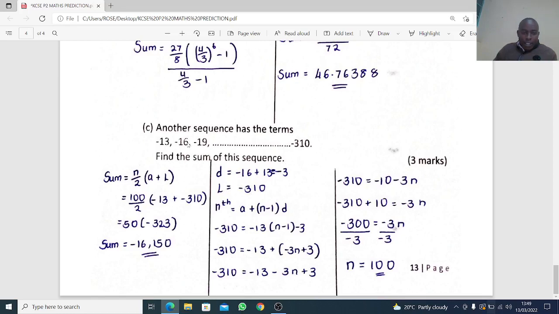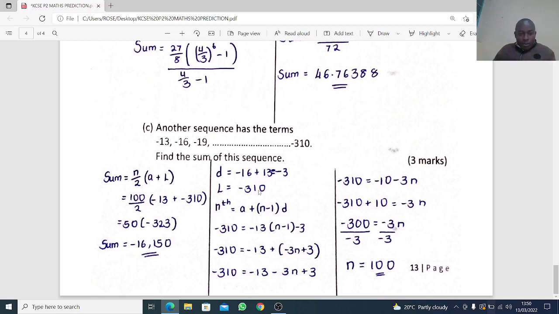Remember, if we divide negative 16 by negative 13, or negative 19 by negative 16, we don't have a common ratio. So this is not geometric, this is arithmetic. Now we subtract: negative 16 minus negative 13 is the same as negative 16 plus 13, and that gives you negative 3. Negative 19 minus negative 16 also gives you negative 3. So our common difference is negative 3.